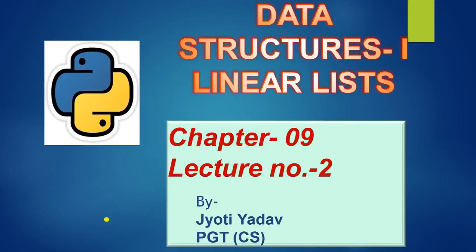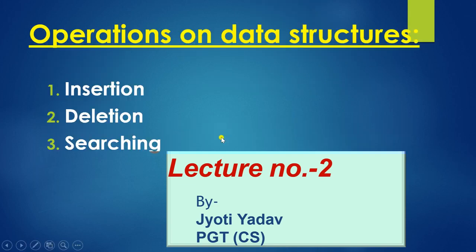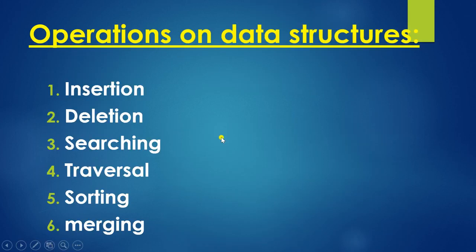Hello 12th class. So this is your chapter Data Structures Part 1 Linear List and lecture number 2. In the previous class we had studied about data structure, what is data structure and what are its types. So in this class we will discuss the operations on data structure. We will cover these two topics, that is insertion and deletion. So now let's get started.